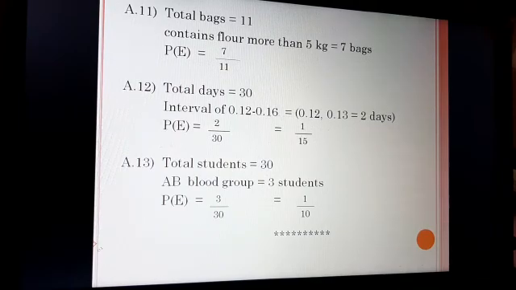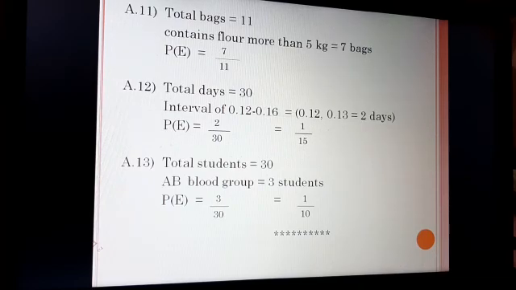Now in question number 12, they have told us again to take the data from lesson number 14, statistics. So I have taken the details. There were a total of 30 days. In that, the sulfur dioxide concentration was in the interval of 0.12 to 0.16 on how many days?